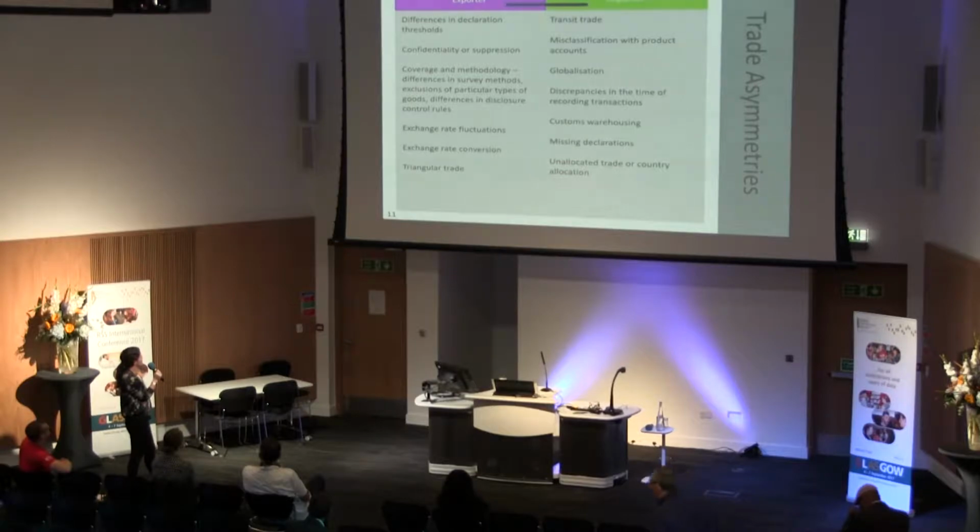Confidentiality or suppression, differences in survey coverage and methodology, exchange rate fluctuations, very relevant for countries inside and outside of the Eurozone, and triangular trade. So this is when, for example, a company in the UK would receive an order from a company based in France. The British company orders the good directly from a company based in Germany.